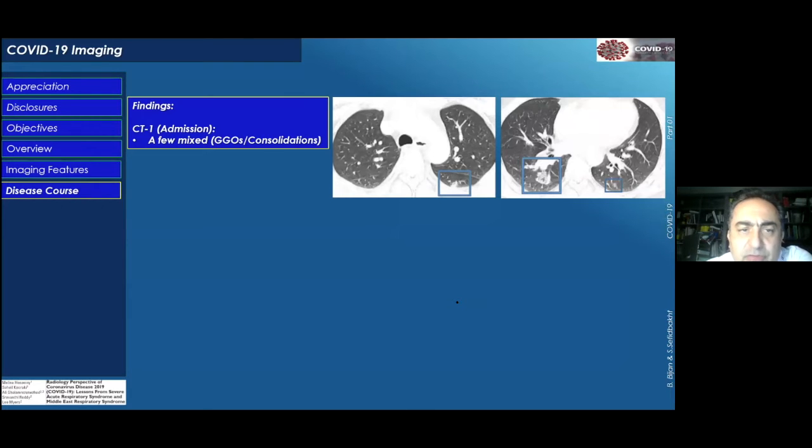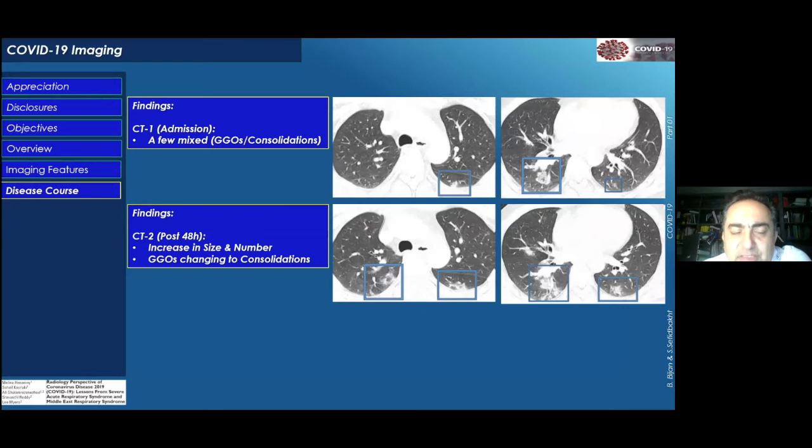Let's take a look at a few of these examples. This is the CT scan which was performed at the time of admission. As you see here, you have disease on both sides. These are ground-glass opacities. Some of them are associated with consolidation. You repeat the study after 48 hours. So this is how we have to give the comparison in our report.